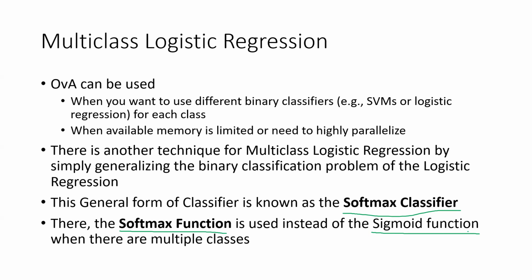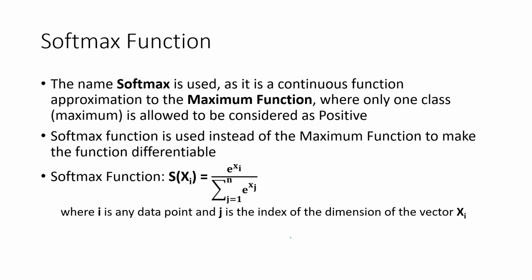The sigmoid function or the logistic function can handle binary classification problems because it can have only two classes. But when there are multiple classes, three or four or five or n number of classes, it cannot be generalized. You can use one versus all or one versus one, or you can use this generic implementation of the logistic function, which is known as the softmax function, for multi-class classification. And now let's see what this softmax function is.